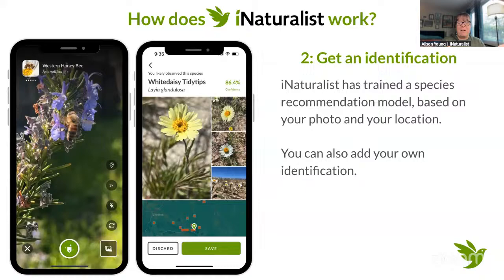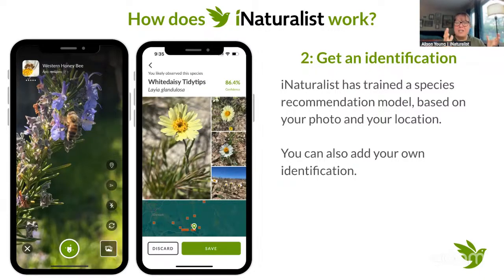So when you take a photo, you get a suggestion for an identification, and that suggestion is based on your photo itself and where you took it. We have a trained species suggestion model that's part of iNaturalist. Your photo does not have to be great, but it does help to focus on one organism. You can also add your own identification if you don't want to use our suggestions. There's a place to always add your own ID.